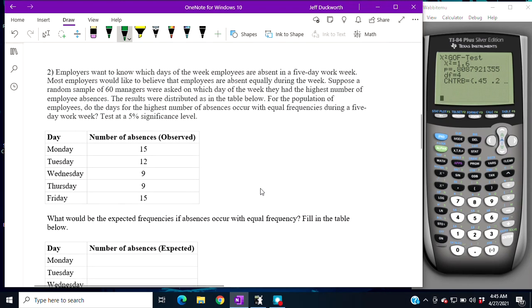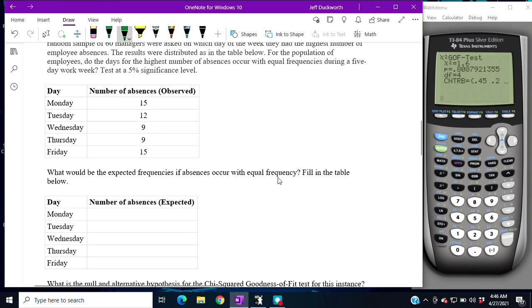All right, this one here. We're looking for absences during the week. We wanted to see if there's any issue with maybe people skipping out on Fridays or having a long weekend and skipping out on Mondays or that sort of thing. Here, our n is not 100. It looks like we have 60 here. So for our expected counts, we use 60 over 5, which is 12. So 12 goes in each of these.